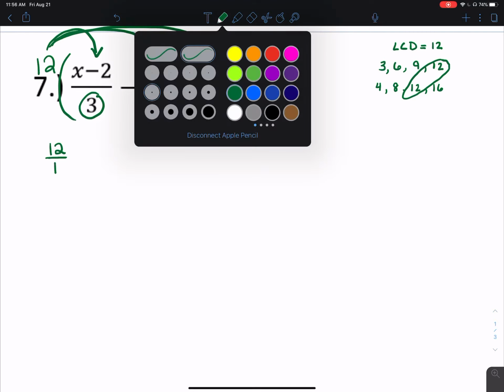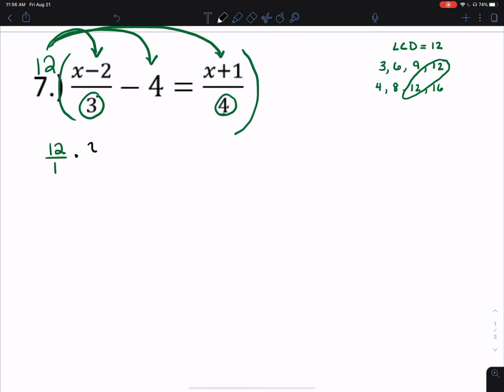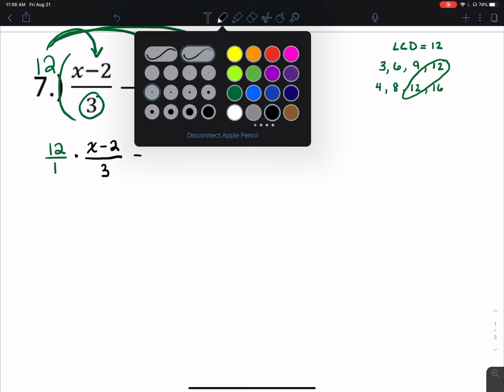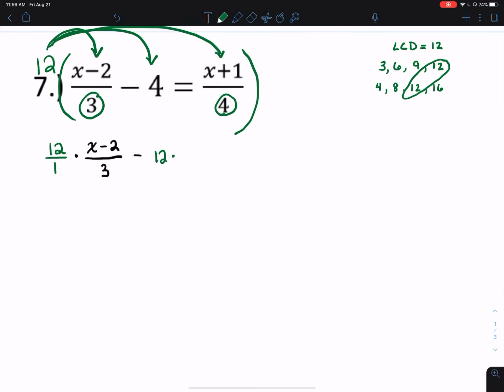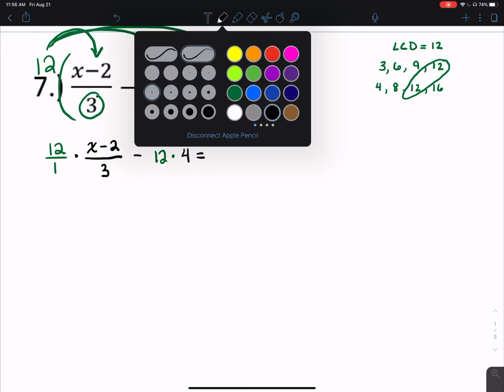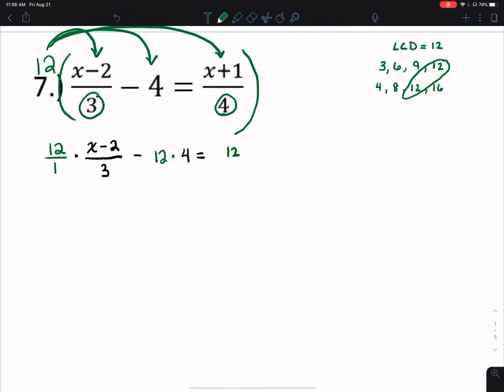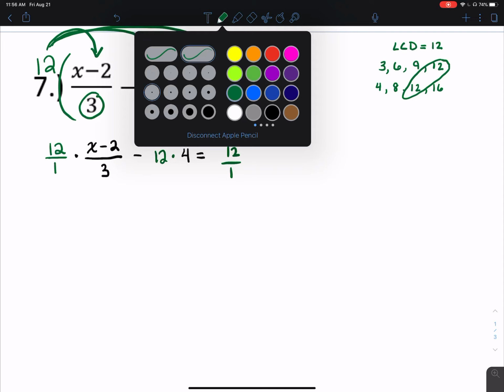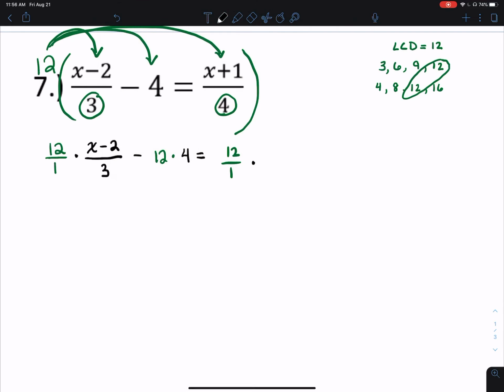So I'm going to first have 12 over 1 times that first term from the original equation, that (x - 2)/3. I'm going to bring down my subtraction, and I'm going to write 12 times 4. Notice I multiply 12 by every term, so I'm including multiplying it by that 4, even though the 4 is not a fraction. Then I also have to multiply this 12, or 12 over 1, times the term on the right-hand side of the equation, that (x + 1)/4.